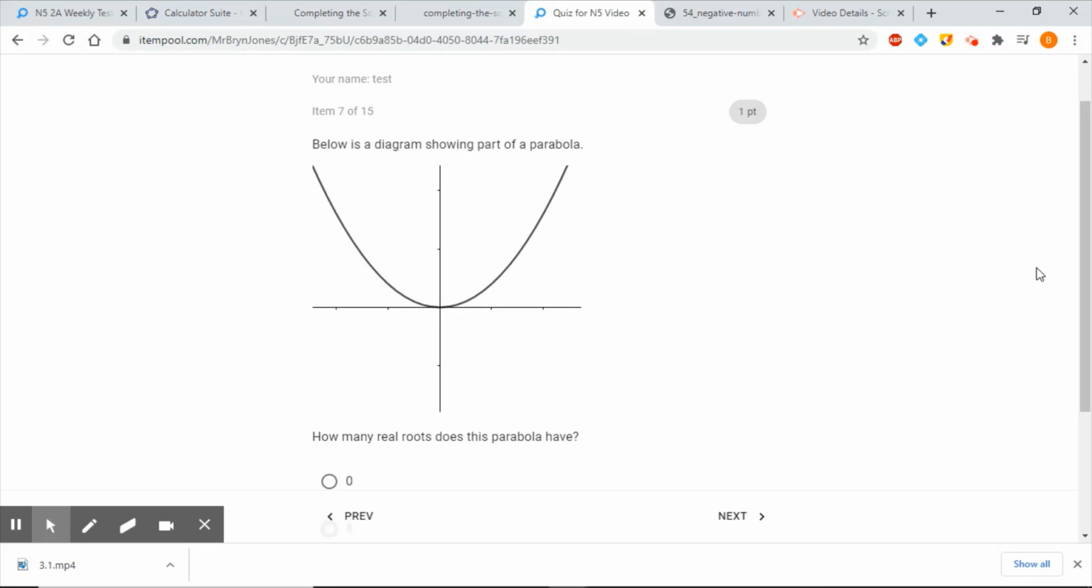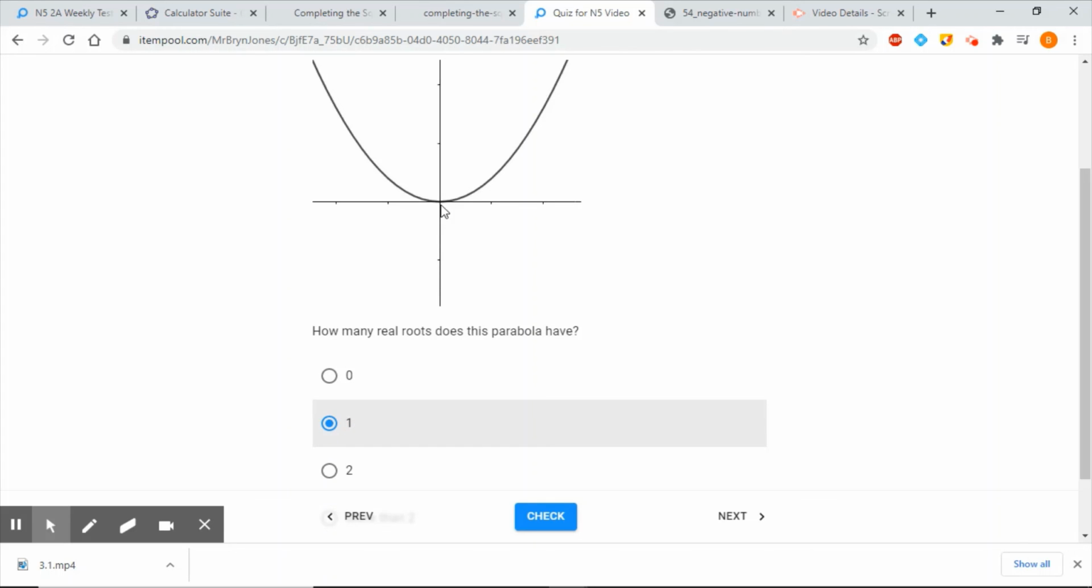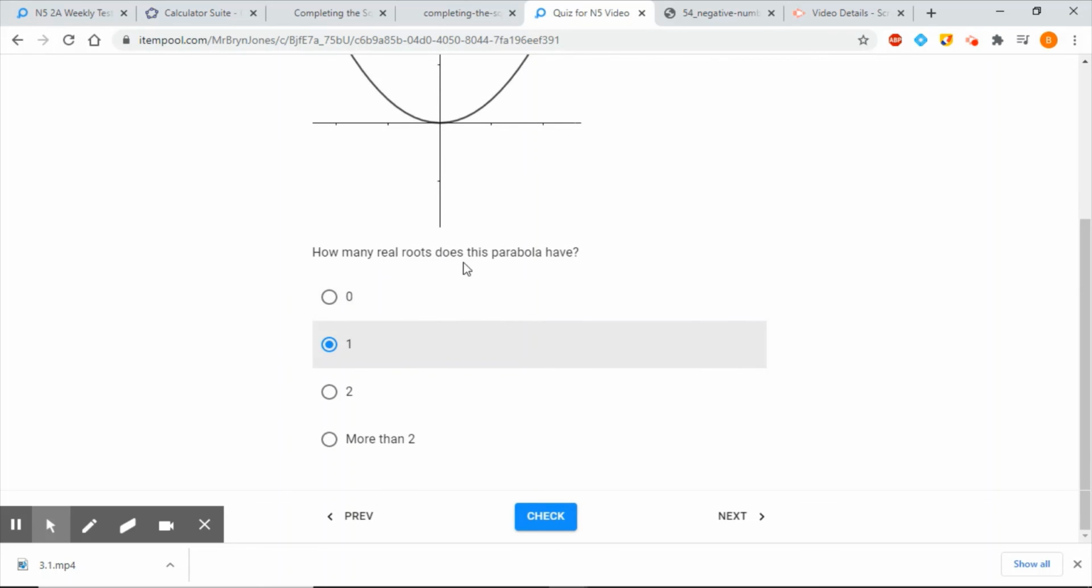Next question. Again, we've got a parabola. We're asked how many real roots does it have? Well, be careful here. It has one real root. It touches at this point right here. It touches at the point 0, so the point x equals 0, but our answer is 1. It has one real root.